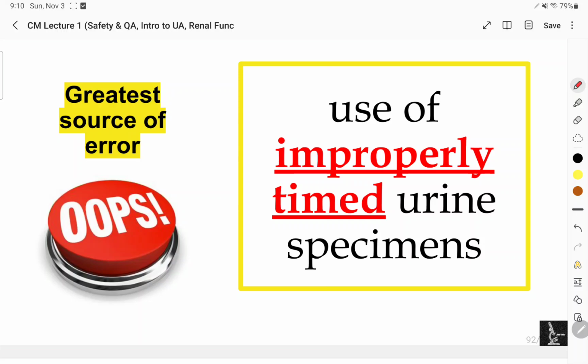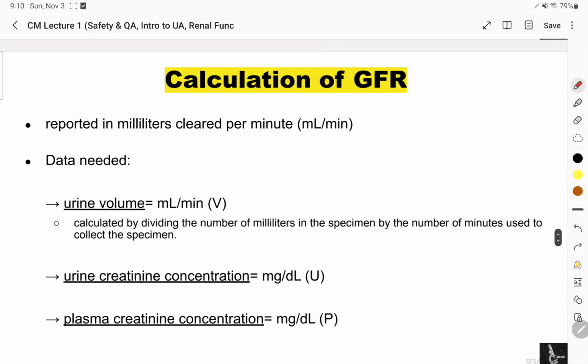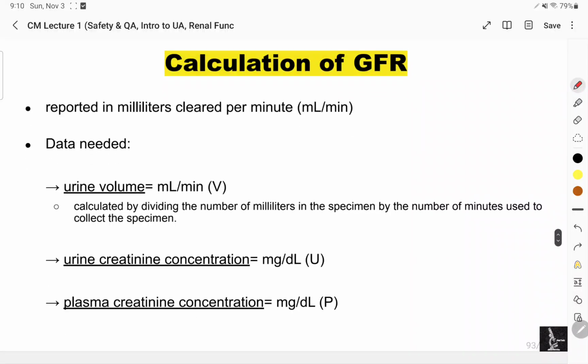So the greatest source of error for creatinine clearance is improperly timed urine specimens. Okay? So, how do we calculate our GFR?